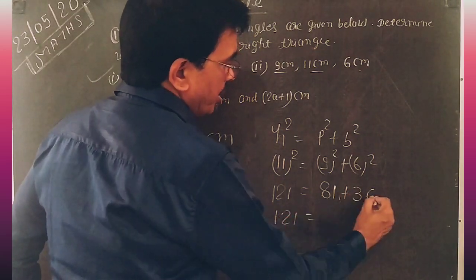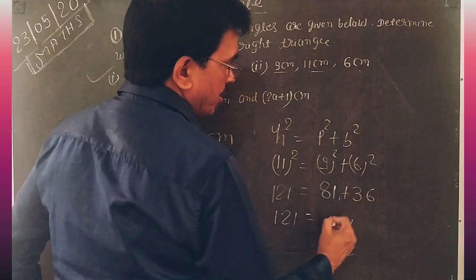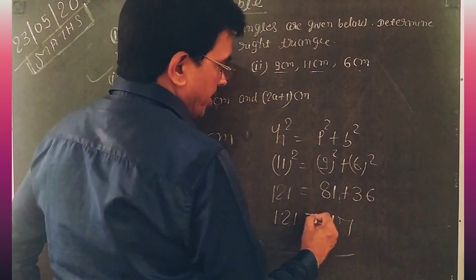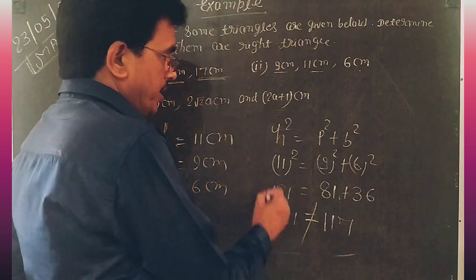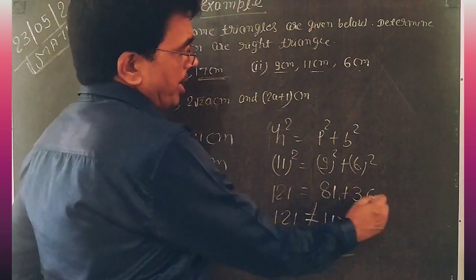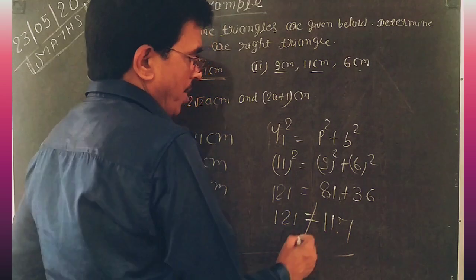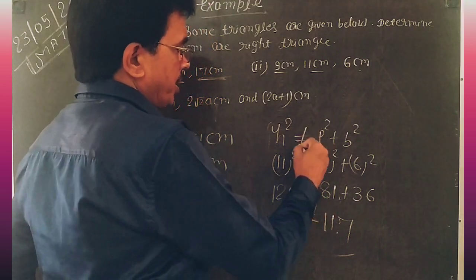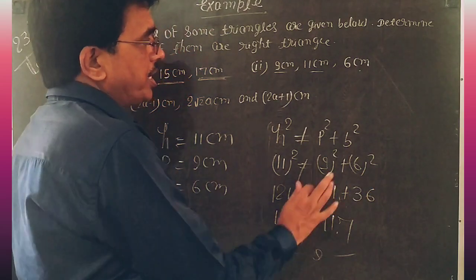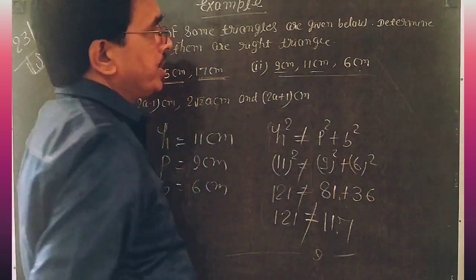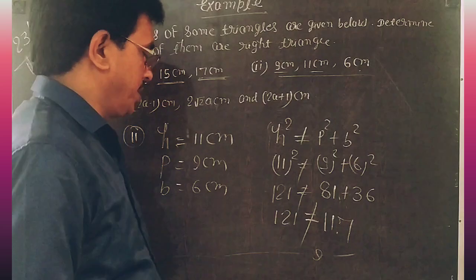On one side it is 121, and on the other side 81 plus 36 is 117. So 121 is not equal to 117. It is clear this side is 121 and the other side is different. It is not equal, so you can write it is not a right angle triangle. You can say these are not the sides of a right angle triangle.